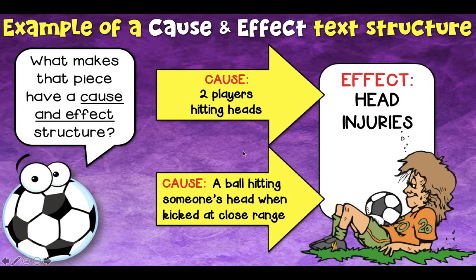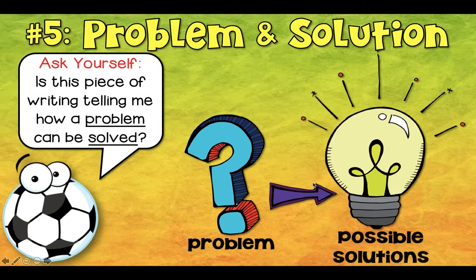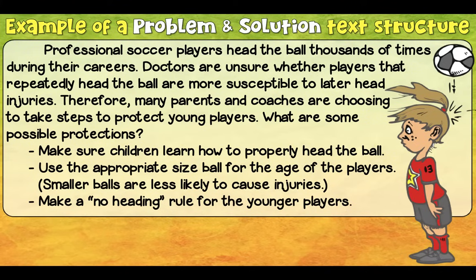There is a problem, but it's just the cause and an effect. It's the problem and why the problem is happening. No solutions. But in a problem and solution text structure, we will have a problem with the solutions to that problem. So here's an example. Professional soccer players head the ball thousands of times during their careers. Doctors are unsure whether players that repeatedly head the ball are more susceptible to later head injuries. Therefore, many parents and coaches are choosing to take steps to protect young players.